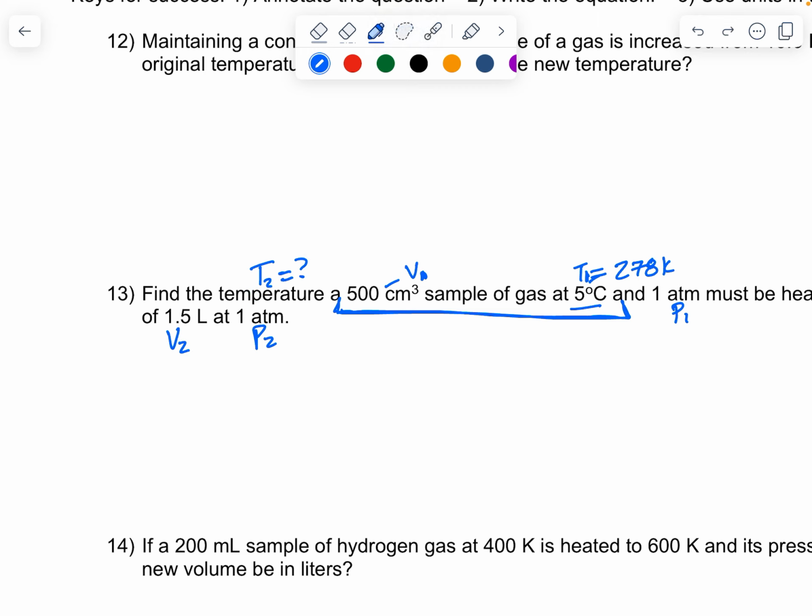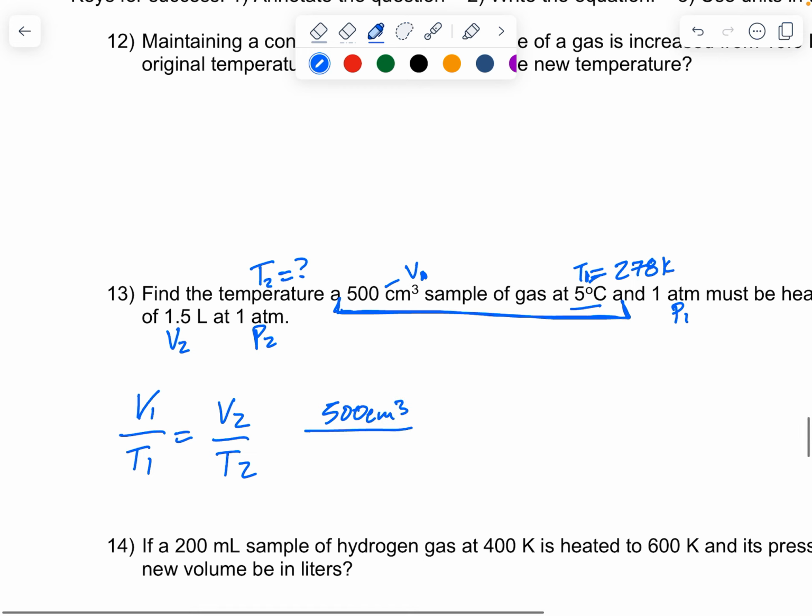So this is going to be Charles's law, which is what 9.3 is all about. We have volume 1 over temperature 1 equal to volume 2 over temperature 2. And now I'm going to plug my things in. It says volume 1 is 500 centimeters cubed over our temperature 1, which is 278 Kelvin, equal to volume 2, which is 1.5 liters. And what we're looking for is temperature 2.